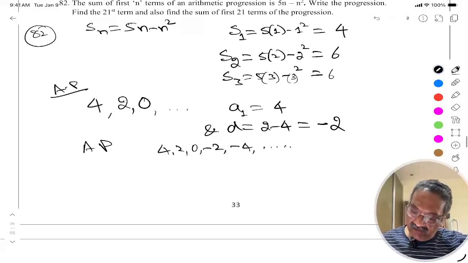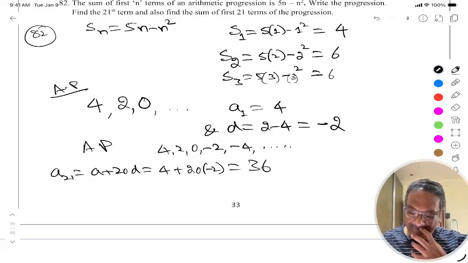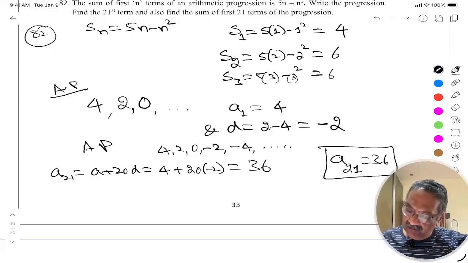Find the 21st term. What is 21st term? A21 is equal to A plus 20D is equal to A is 4 plus 20 into minus 2 is equal to minus 36. So A21 will be minus 36.